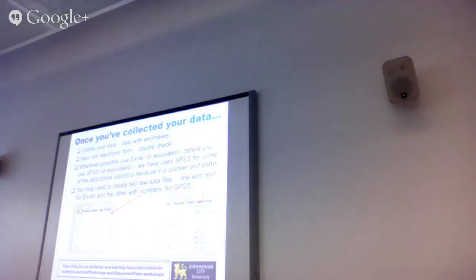Right, once you've collected your data, this is a very important stage. I don't know if you're doing any data collection and analysis, but it's worth being aware of this even if you aren't immediately going to use it.